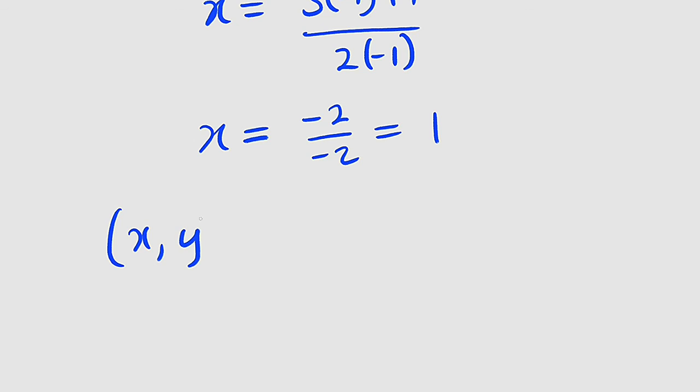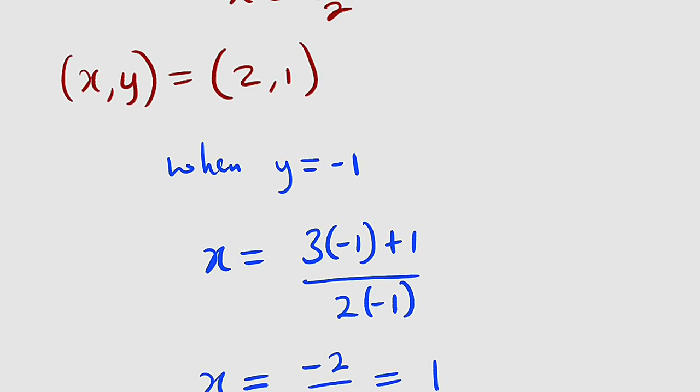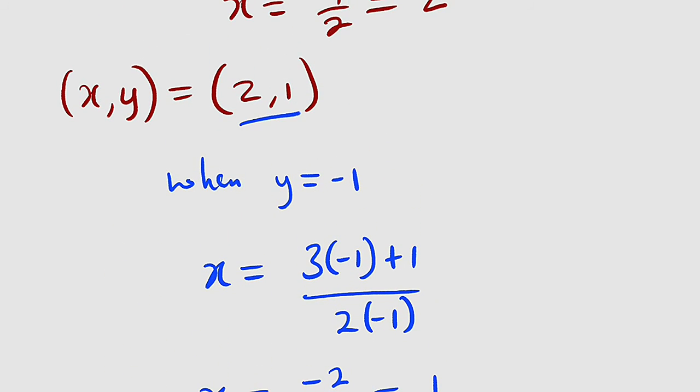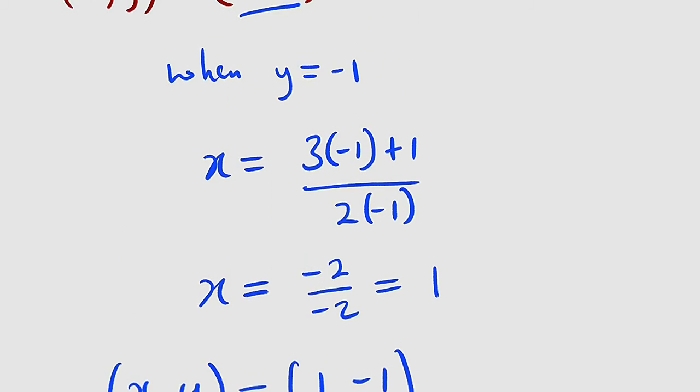So x, y, we have them as 1 and negative 1. So these are the pair of solutions we have. We could either have 2, 1 or 1, negative 1.